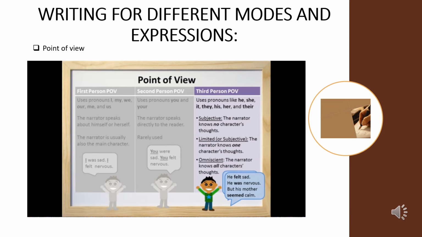Finally, there's third-person omniscient point of view. In this point of view, the narrator knows all characters' thoughts, feelings, and opinions. For example, he was sad, he felt nervous, but his mother was calm. This narrator knows the thoughts of the boy and the thoughts of the mom. Those are both characters in the story, so this narrator is using third-person omniscient point of view.